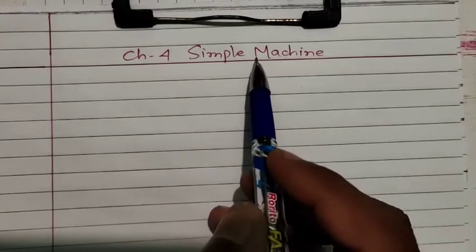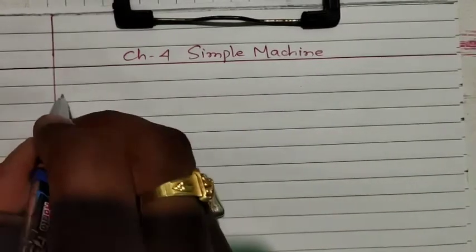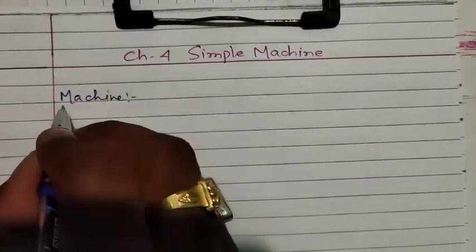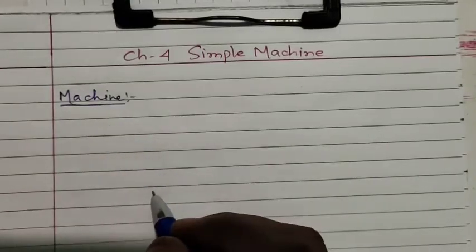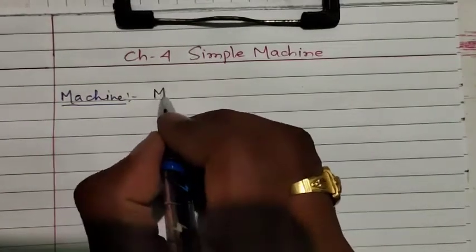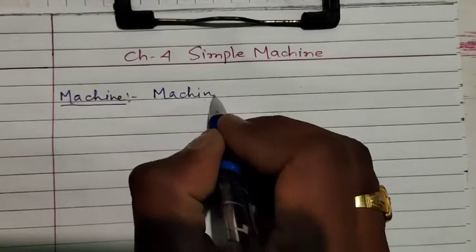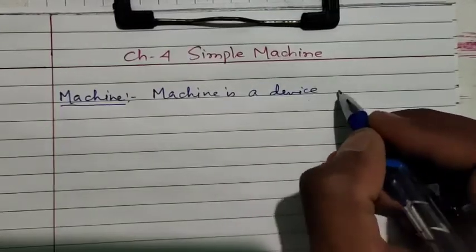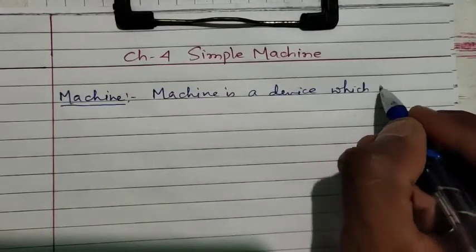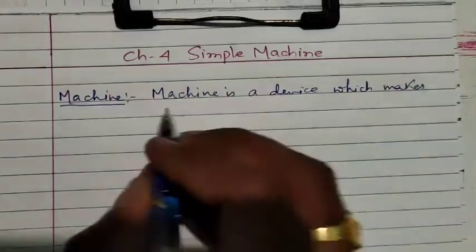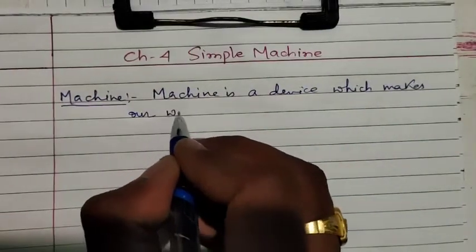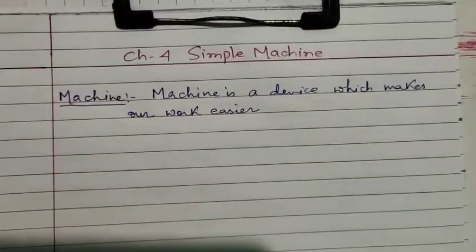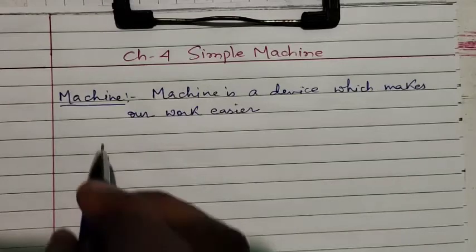First we will discuss what is a machine. Let us define it first. We can say that a machine is a device which makes our work easier.